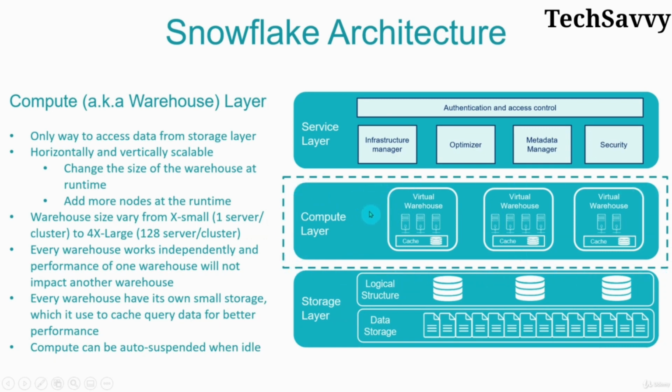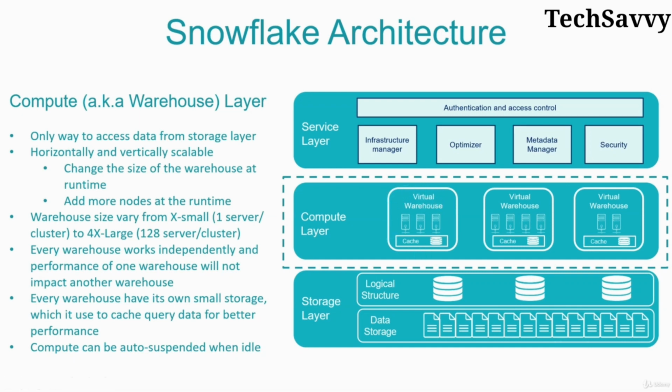In this diagram, you can see three different virtual warehouses. You can add as many warehouses as you want. By default, the limit is 10, and I believe you can increase that on request. But I think 10 is good enough to run your application on Snowflake. And you can horizontally and vertically scale your warehouse. You can change the size of your warehouse and you can add multiple nodes in the same warehouse.